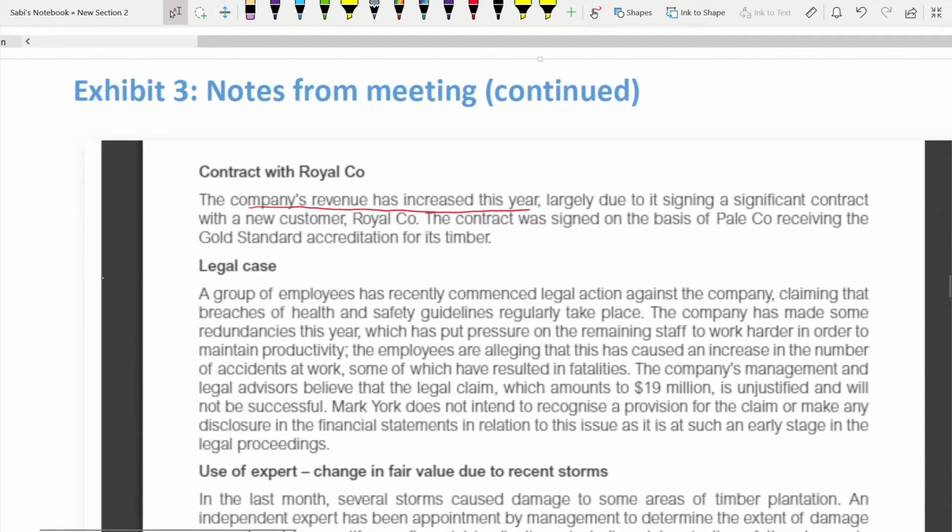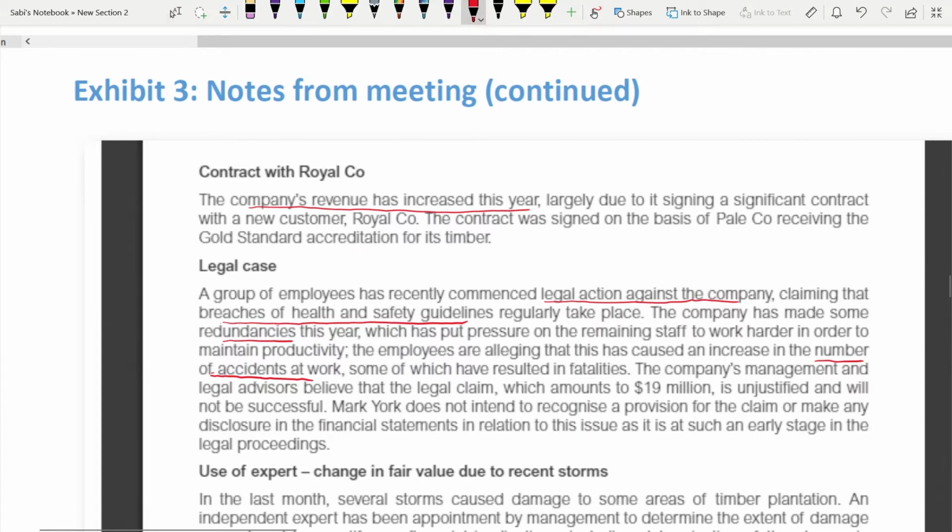A group of employees has recently commenced legal action against the company, claiming breaches of health and safety guidelines are regularly taking place. The company has made some redundancies this year, which has put pressure on the remaining staff to work harder in order to maintain productivity. The employees are alleging that this has caused an increase in the number of accidents at work, some of which have resulted in fatalities.